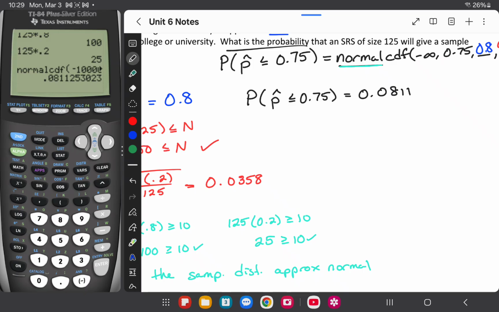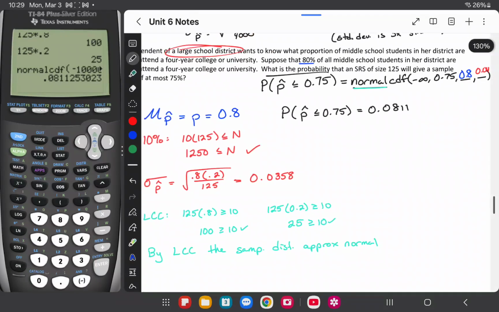And keep in mind, we had to go through and check all of that just to be able to calculate that probability. We can't assume that it's normal. We can't assume what the mean is. We can't assume what the standard deviation is. Those are all things we need to go through and calculate for.